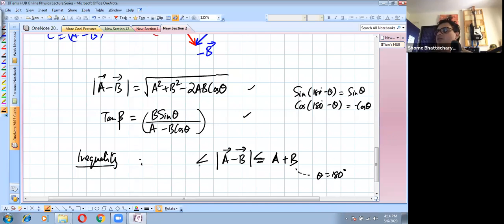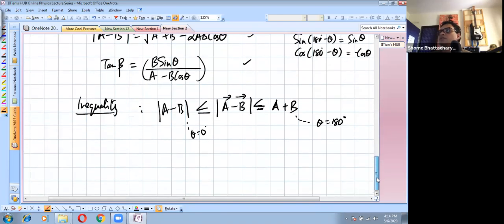Whereas when is the magnitude of the difference of 3 and 4 going to become 1? That is the difference of the two magnitudes. It's going to happen when theta is 0 degrees. So for the sum, it is equal to A plus B when theta is 0. But for the difference, the magnitude of A minus B is the sum of their individual magnitudes when they are anti-parallel, or when theta is 180. So that was the inequality.